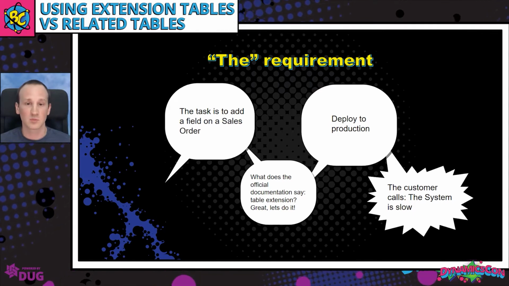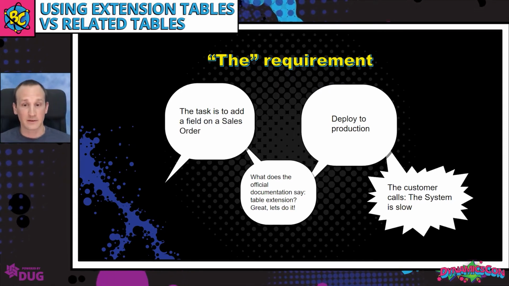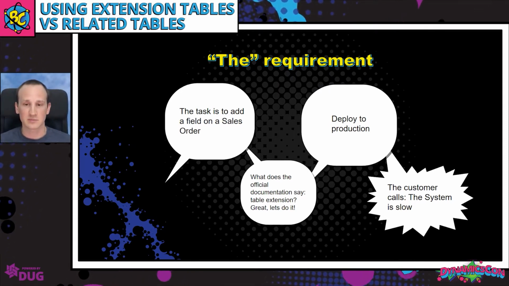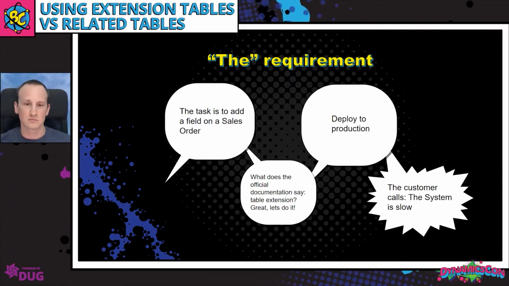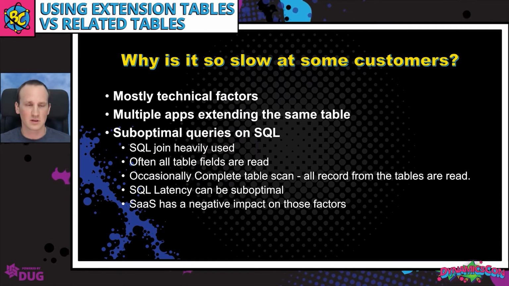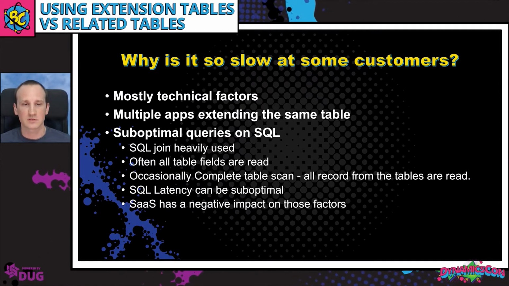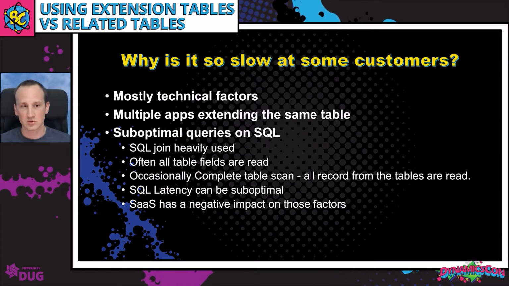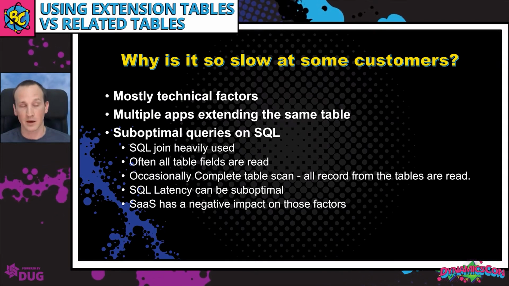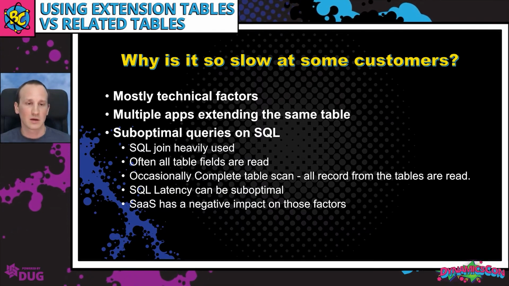And after deployment to production, sometimes it can happen that the customer calls and says that the system is slow. Why is that? There can be multiple reasons, mostly technical factors. It involves having multiple apps in the same table. And in the background, the SQL has to issue some queries, which are not always optimal.